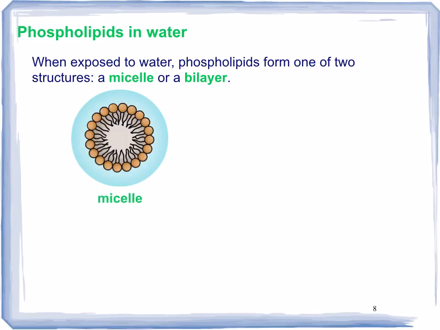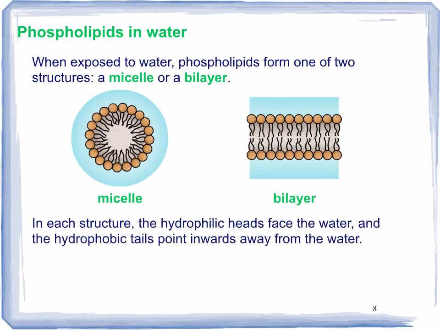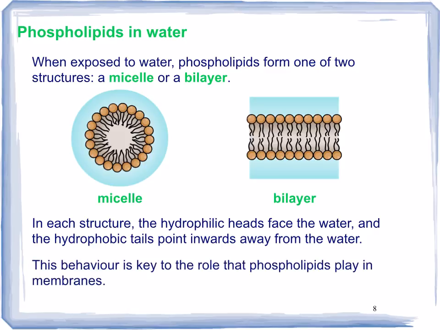If you were to put phospholipids in water, they would form one of 2 structures. They'd either form a micelle, which you can see here, where the phosphate heads are pointing towards the water and it's formed a circular structure, or a bilayer. In each structure, the hydrophilic heads face the water and the hydrophobic tails point inwards, away from the water. This behavior is key to the role that phospholipids play in membranes.